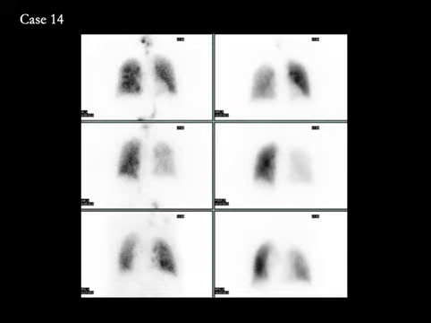Another interesting study, case number 14, we have ventilation image in the anterior projection, perfusion in the anterior projection, ventilation in the posterior projection, perfusion in the posterior projection. And just looking at these and comparing them, there is diffusely decreased perfusion in the right lung in the anterior image, diffusely decreased perfusion in the right lung on the posterior image. Also, the ventilation is not normal either.